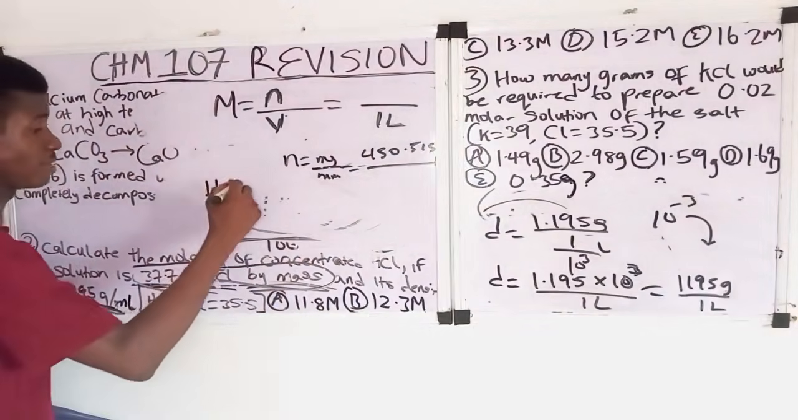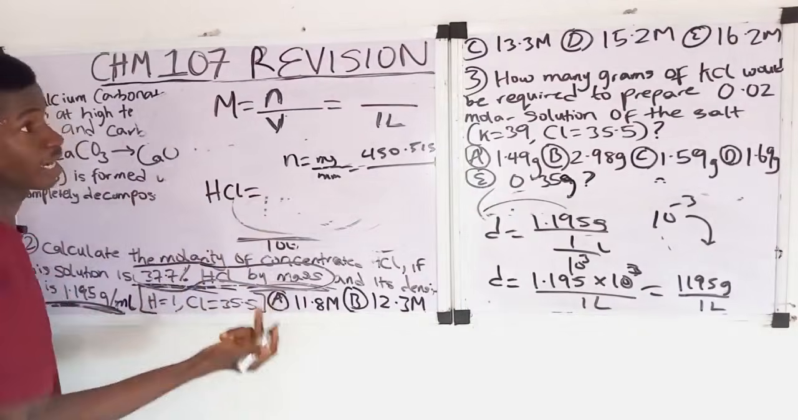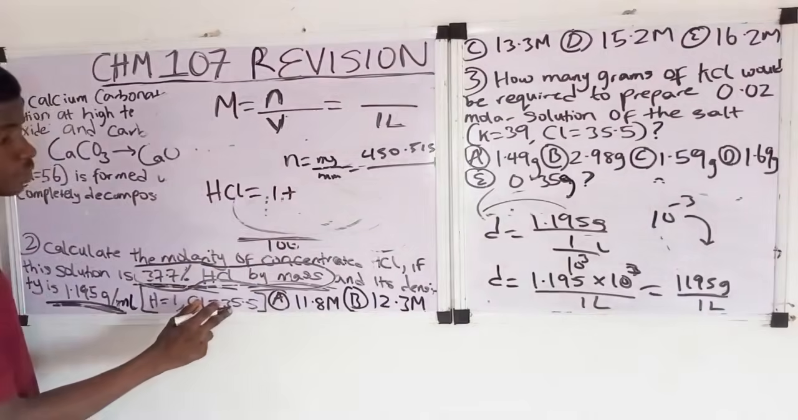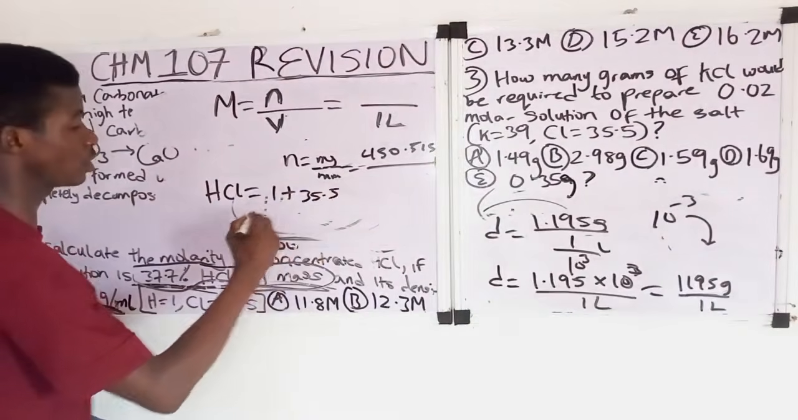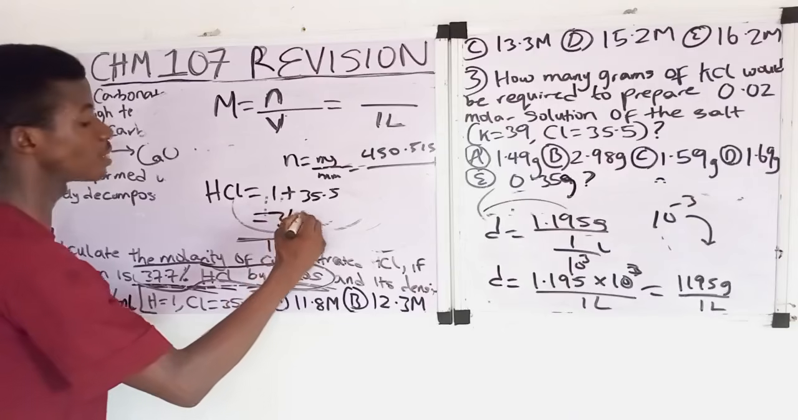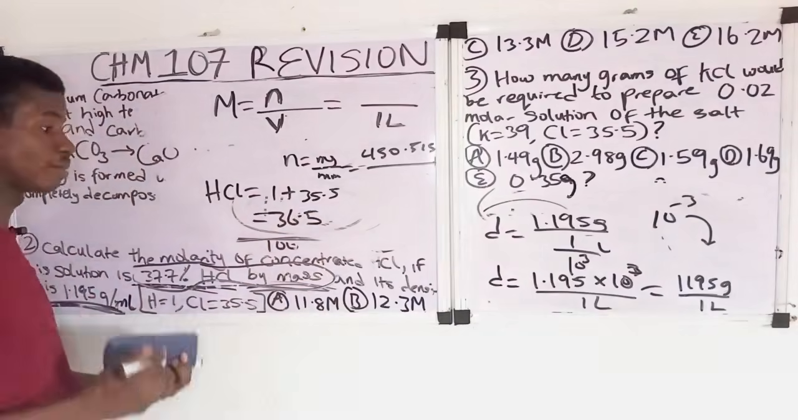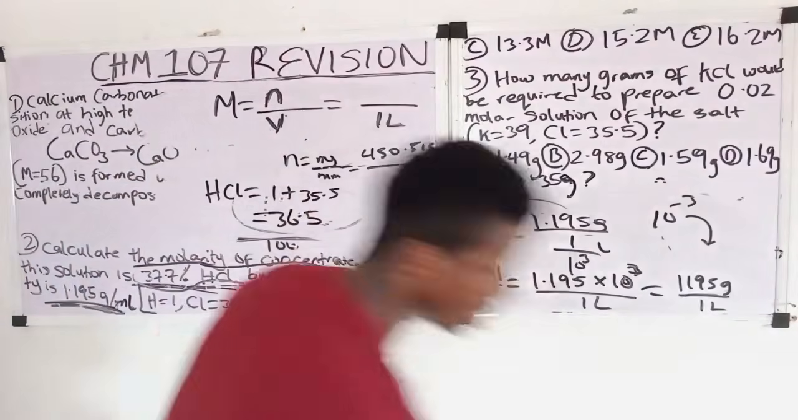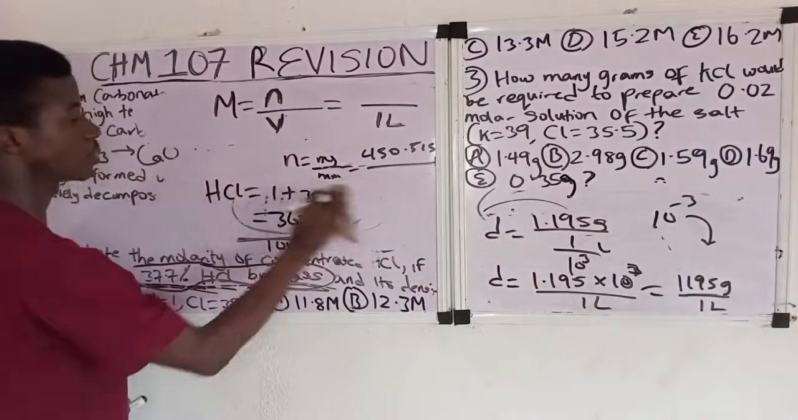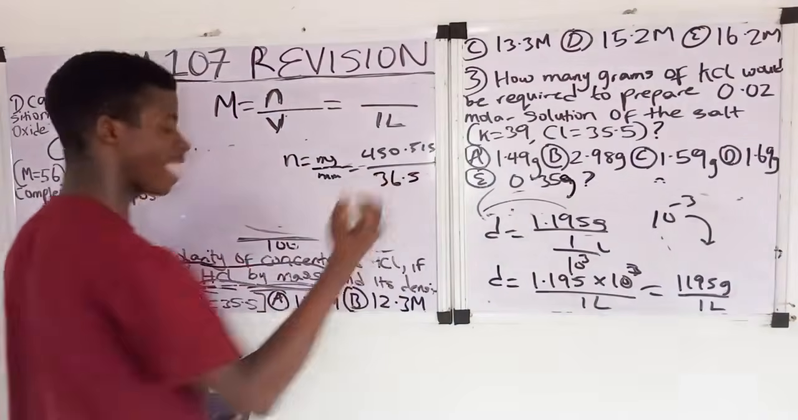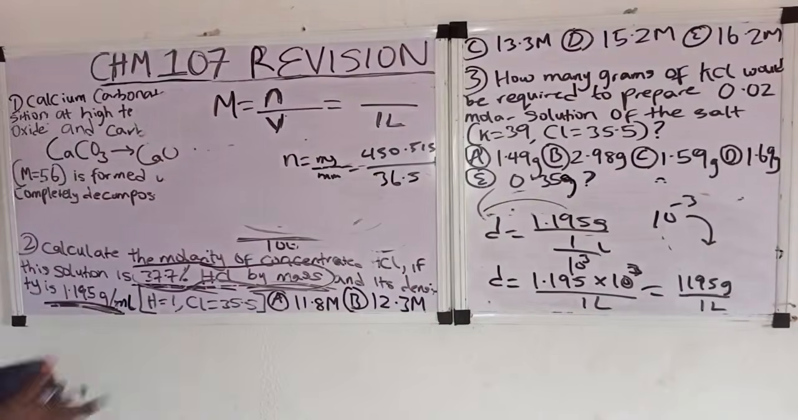Remember, this is hydrochloric acid, right? The molar mass of hydrochloric acid: what is the mass of hydrogen? 1. Then the mass of chlorine is 35.5. If we add everything, it will be 36.5 gram per mole, right? So this is the molar mass of hydrochloric acid, 36.5.